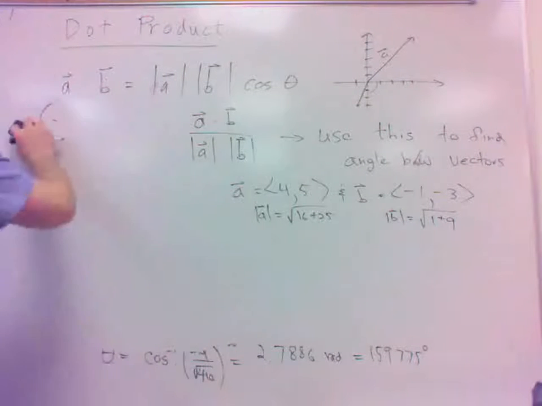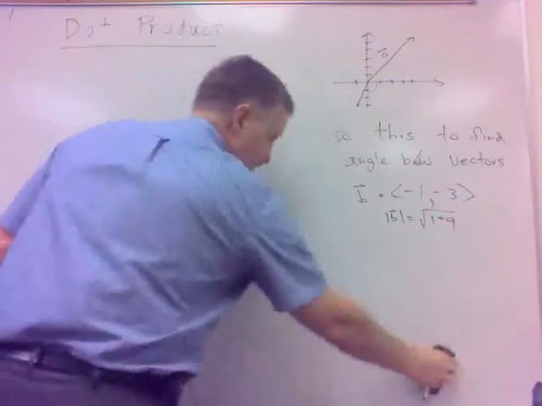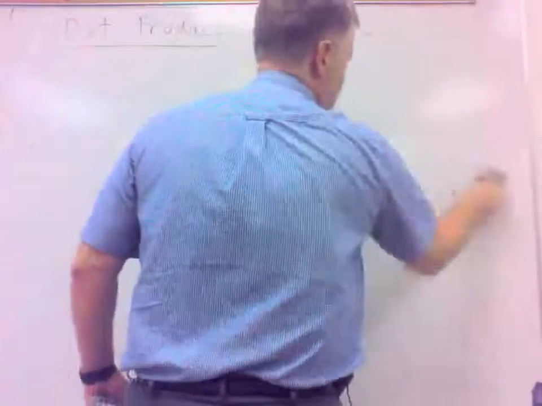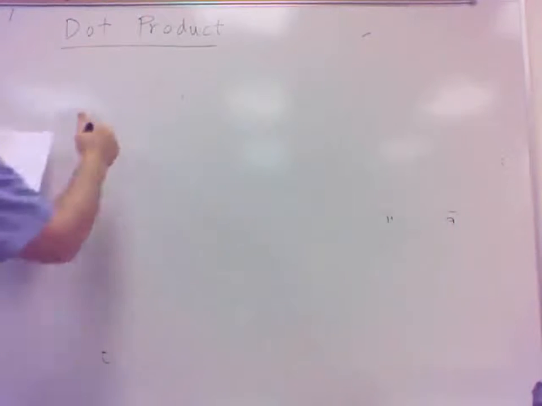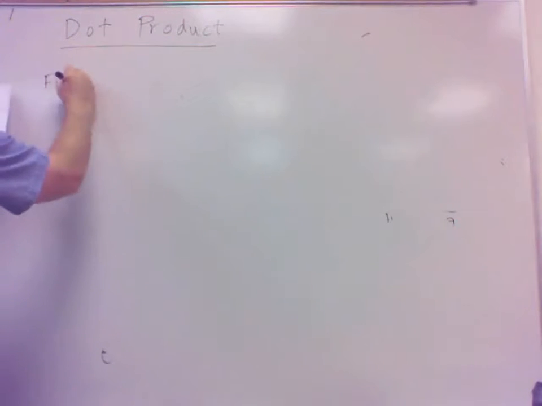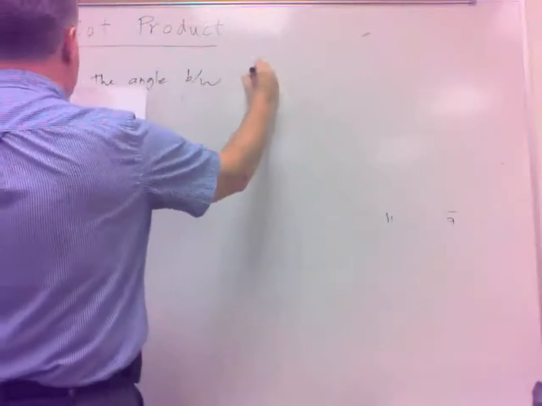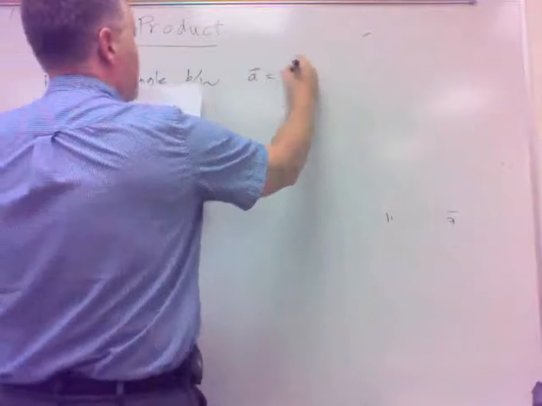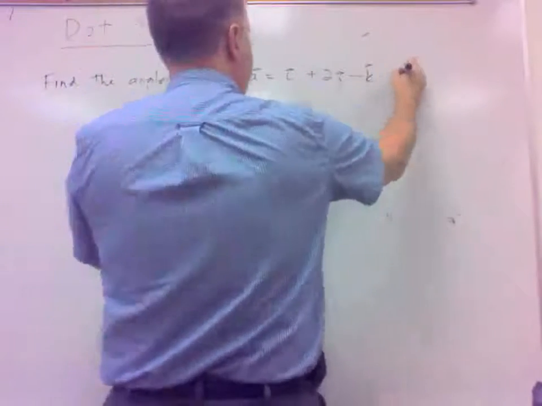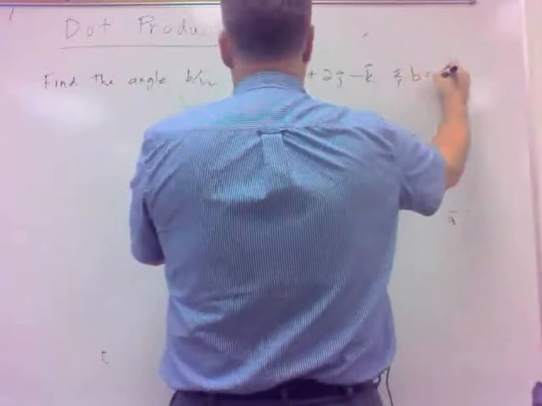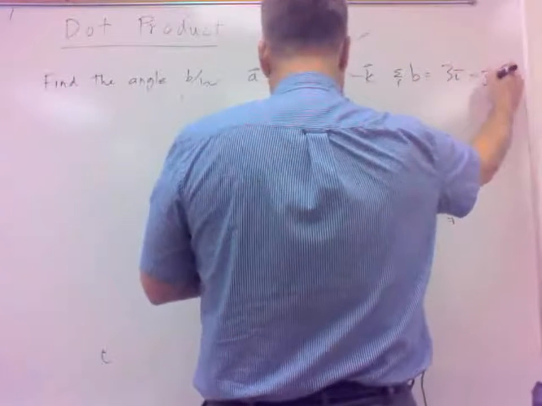Like I said, that's 2 dimensions, but it works just as well for 3 dimensions. Let's do one there just to see we got the process here. All right, so find the angle between A equals I plus 2J minus K, and B equals 3I minus J plus 2K.